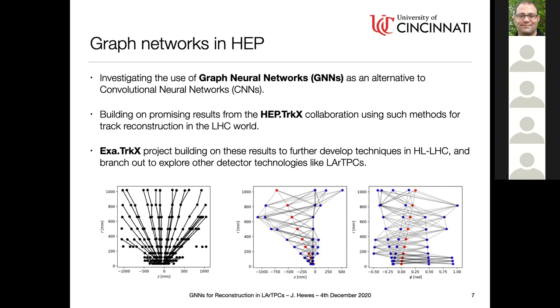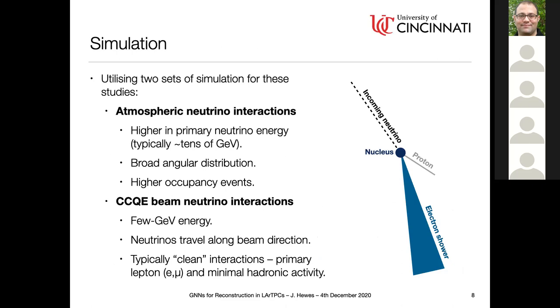So the work we've been working on specifically is seeing if we can take these kinds of concepts and apply them in DUNE for the kind of reconstruction problems that we deal with there. So I'm, like I said, going to first talk about some things that didn't work and then move on to some things that did. In general, for the studies I'm going to talk about today, we used two sets of simulation. The first were atmospheric neutrino interactions.